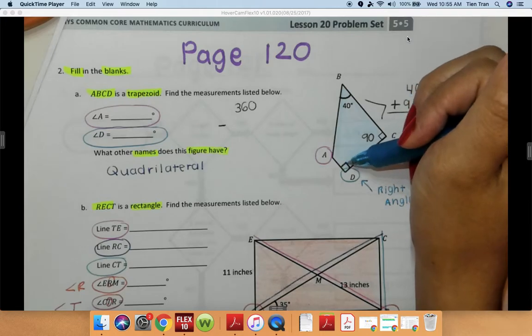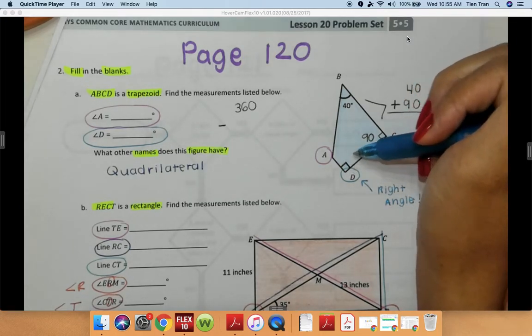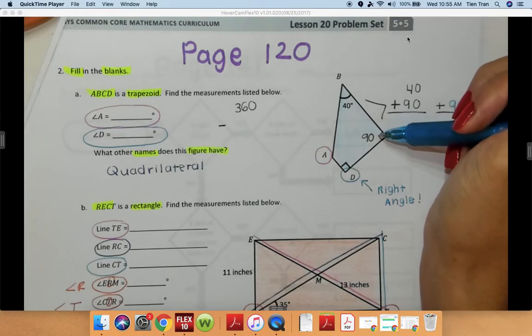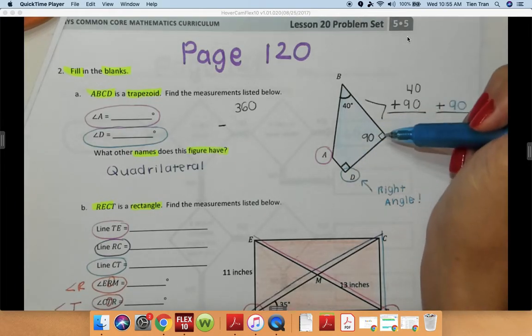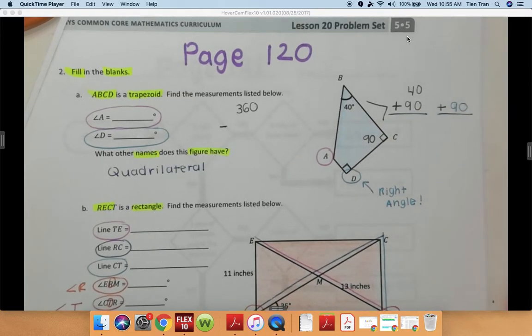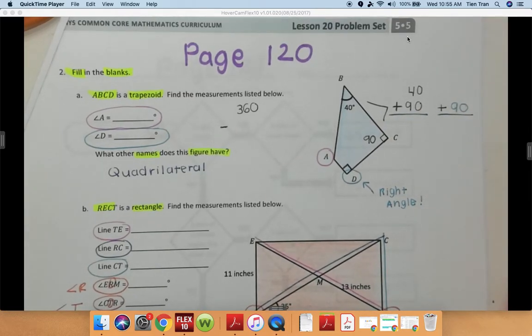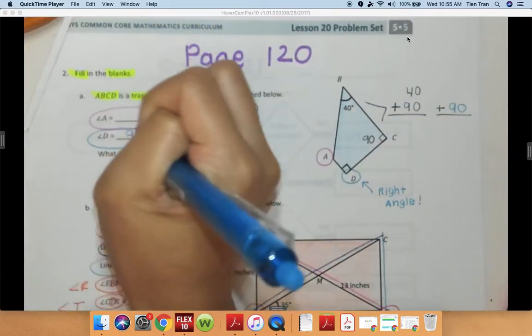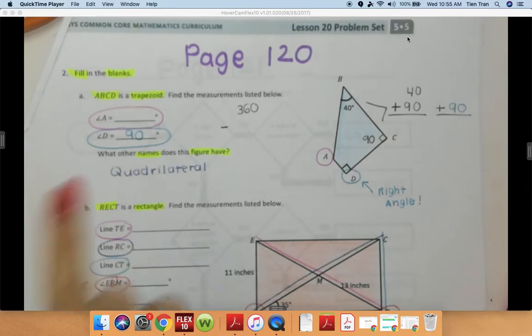I drew a line right here to make an angle because I know it doesn't say it exactly, but remember, we learned that in a trapezoid, the opposite sides also have the same angle. So that's why angle D is also considered 90 degrees. And because I know that, I'm going to write down angle D is 90 degrees.